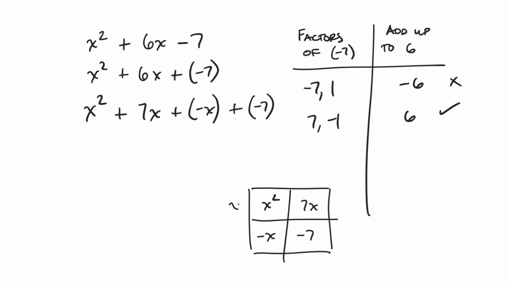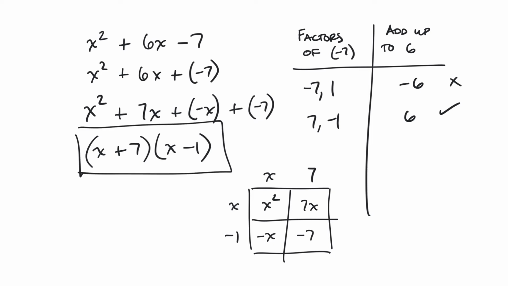So for the first one, x times x is going to give us x squared. And then x times 7 would give us 7x. So this is going to be 7 right there. And then x times what would give us -x? Well, that's got to be a -1, so we'll put -1. And so this is one binomial, x plus 7, and this is our other binomial, x minus 1. x plus 7, x minus 1. And so that's one.